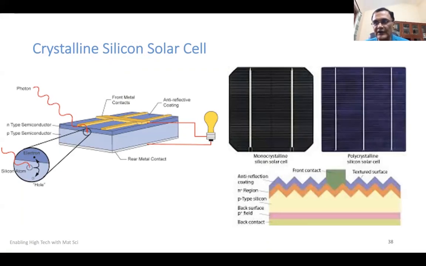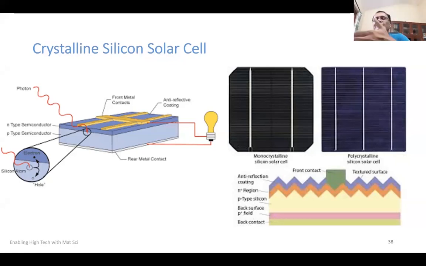On the left, you have a crystalline silicon solar cell, and the red squiggly thing is your photon striking it. Silicon, as you know, is an indirect band gap semiconductor with a band gap of 1.1 electron volts, so in a certain range, which includes the visible spectrum, silicon does generate electricity using the photoelectric effect. On the right are two squarish looking things. The one in black is what's called a monocrystalline silicon solar cell, and the bluish square piece is what's called a polycrystalline or multicrystalline solar cell.